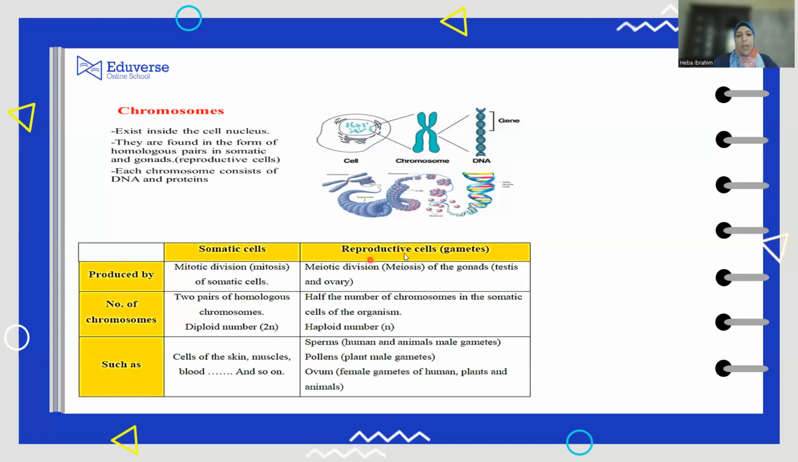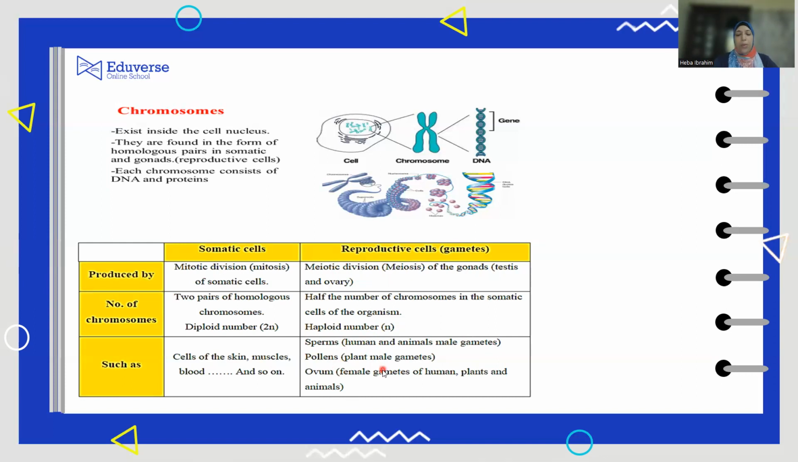While the reproductive cells, or gametes, undergo another type of cell division, which is called meiosis, or meiotic cell division. This division produces cells called gametes, and these cells contain the haploid number of chromosomes, or half number, which is called N chromosomes, like cells of testes and ovaries that produce sperms and ova, or produce pollen grains in the case of plant cells.